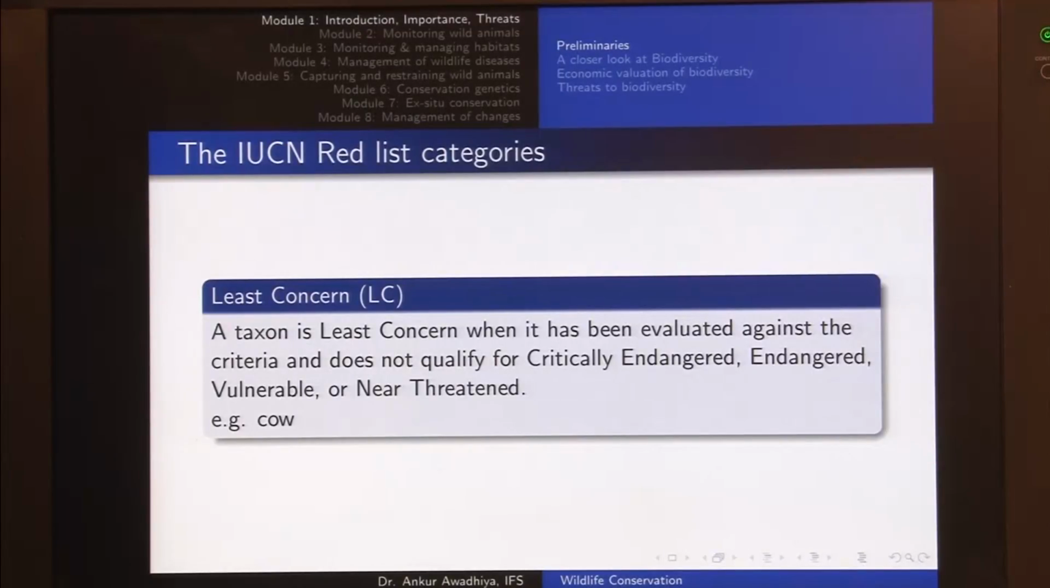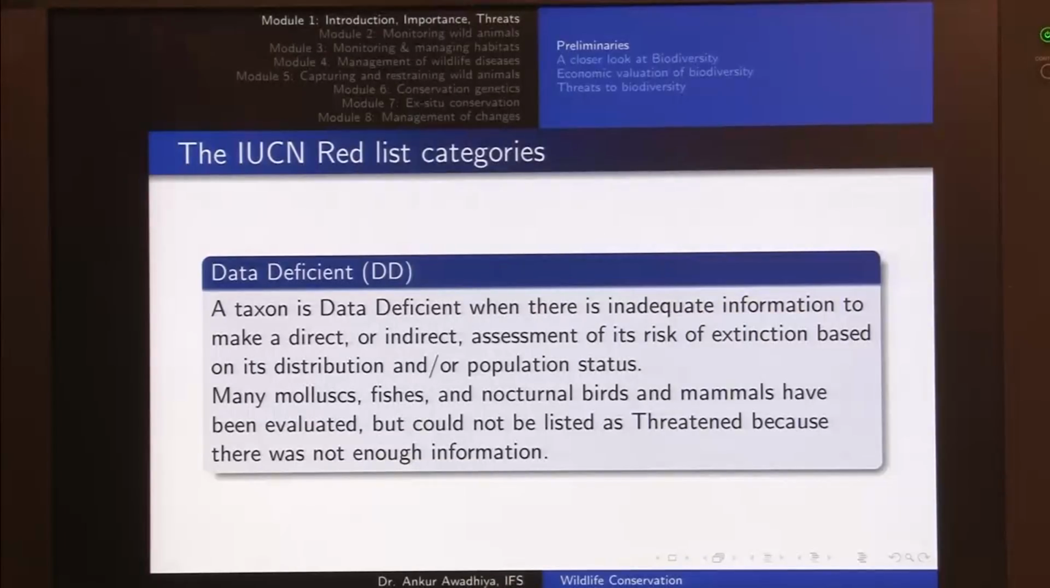Next we have species that are called as least concern. A taxon is least concern when it has been evaluated against the criteria and does not qualify for critically endangered, vulnerable or near threatened. Example is cow. We could also include the domestic dog or the domestic cat as organisms that are least concern organisms, because they are already present in very large numbers and the threat that is facing those taxa is very less.